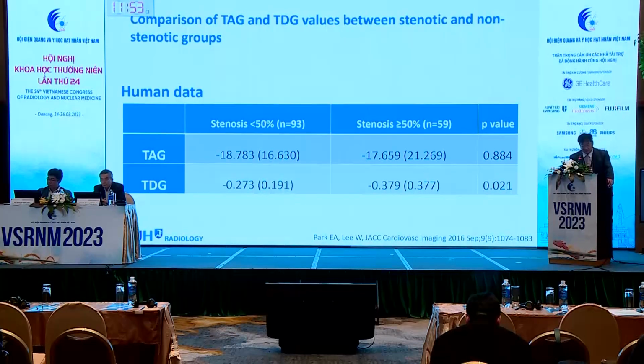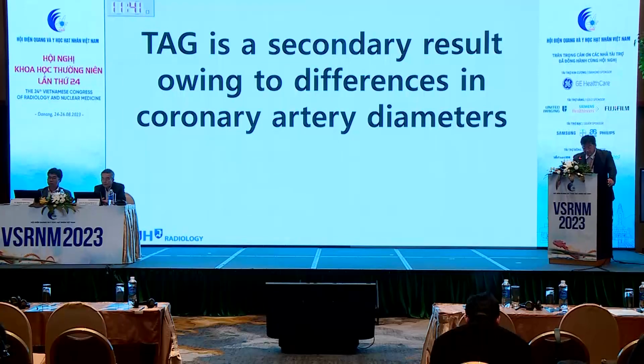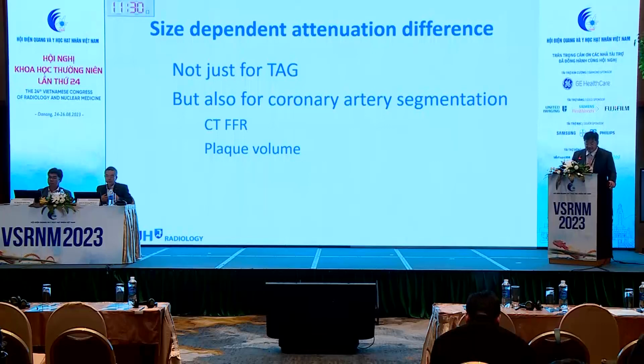So in the human study, the TAG p-value is insignificant, 0.884, but the diameter itself is related to stenosis, with a p-value of 0.02. So we can conclude that TAG is a secondary result owing to differences in the coronary artery diameter, by phantom, animal, and human research. So size-dependent attenuation difference is an important key concept.